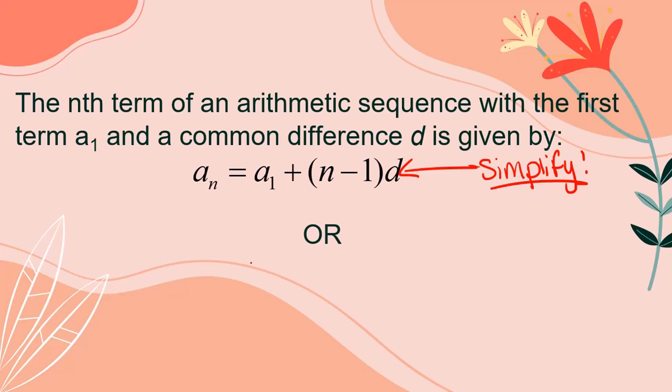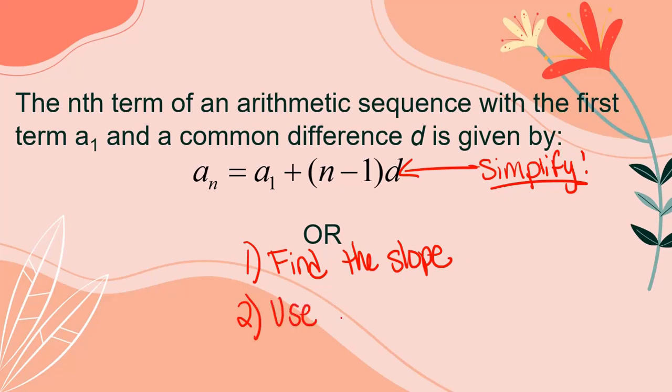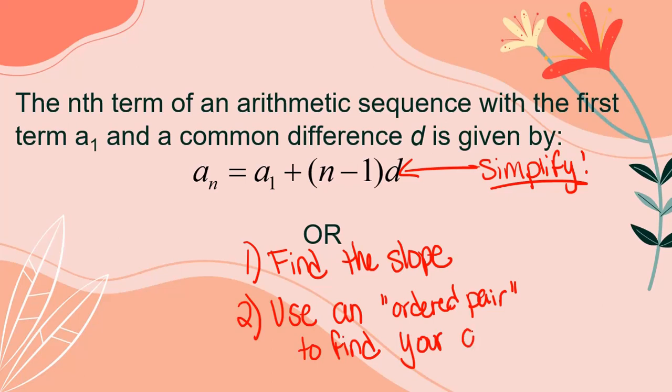Honestly, if you want to do it without the formula, you could, number one, find the slope, because it's constant, right? And then use an ordered pair, because that's all these are, right? So if I plug in 1, I get 20. That's an ordered pair to find your a sub 1. Okay, so you have the formula, or you can do it both ways. I will show you both ways as we do the first problem.